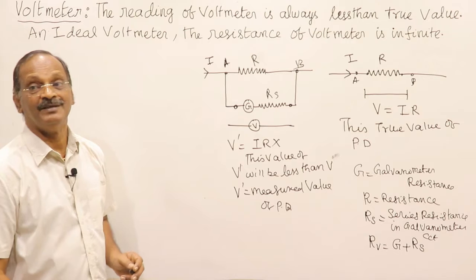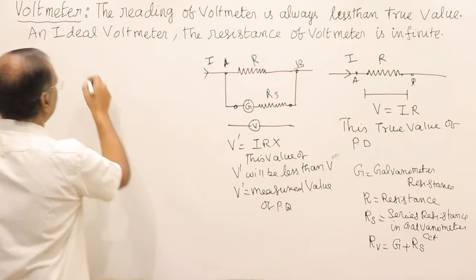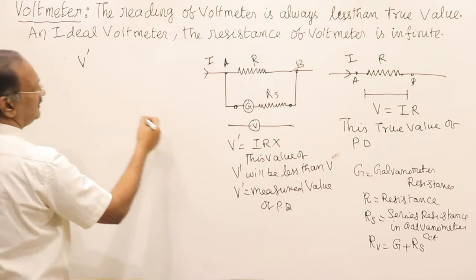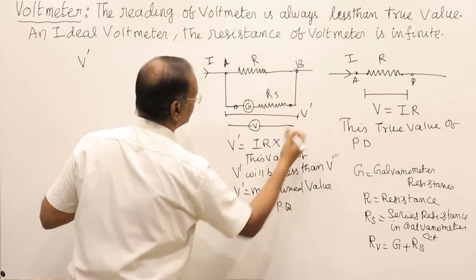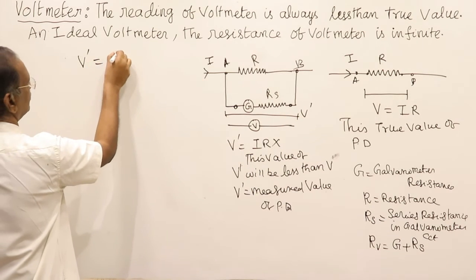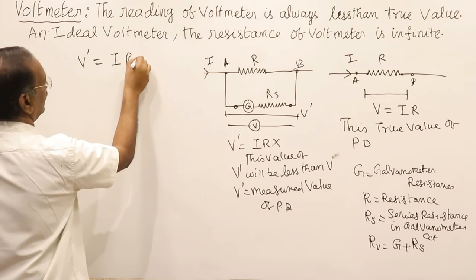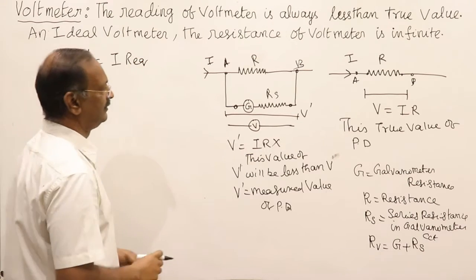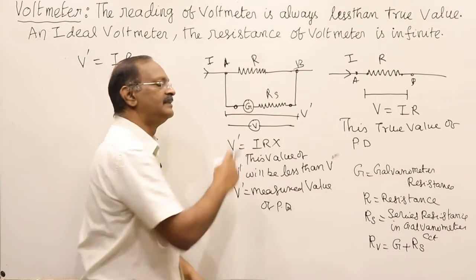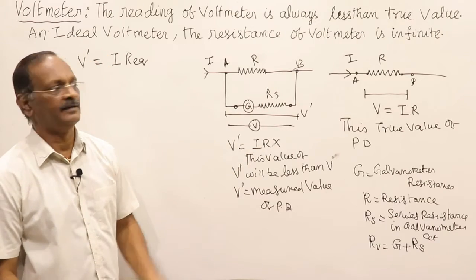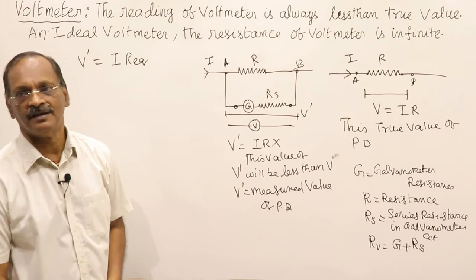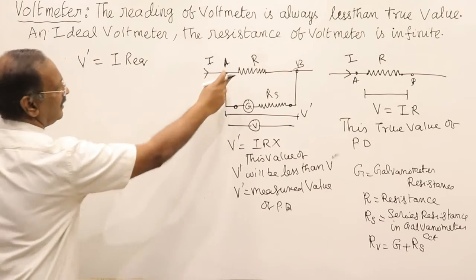Let us see what V dash is. Let us call this potential drop V dash. What is V dash? V dash is equal to I into R equivalent. Why do we call it equivalent? Because there are three resistances, and these two are in parallel with this one. So RV, what is RV? What is this R equivalent?